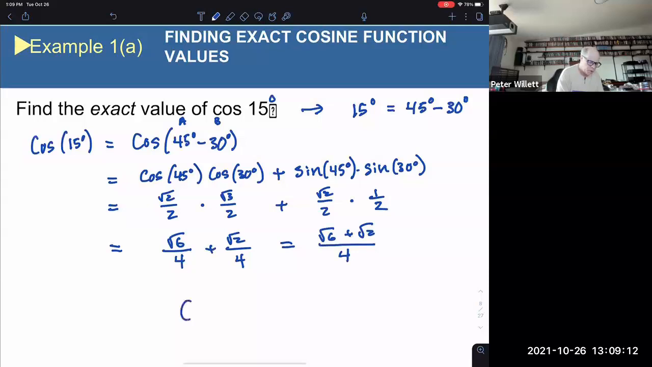And so I can conclude that the exact value of the cosine of 15 degrees is the square root of 6 plus the square root of 2 over 4.